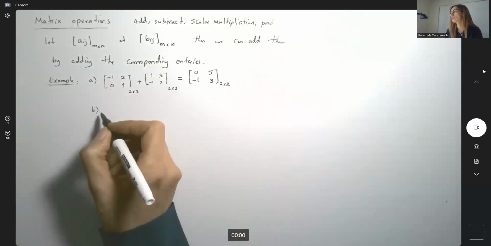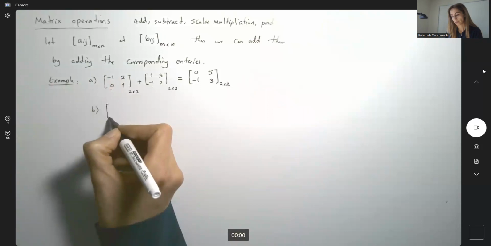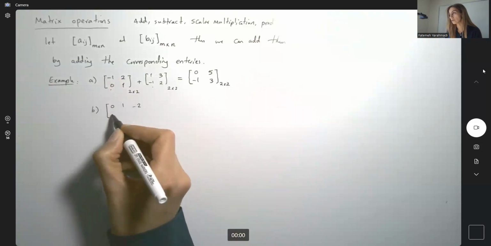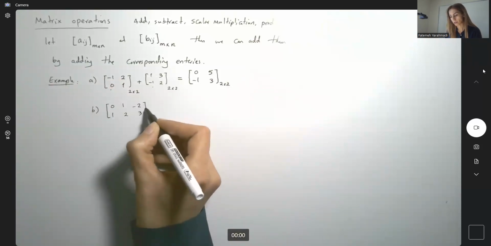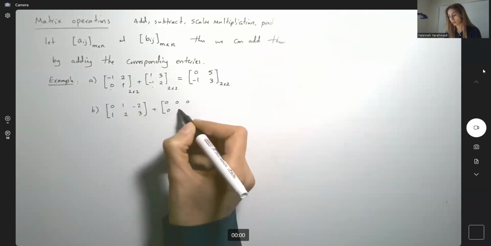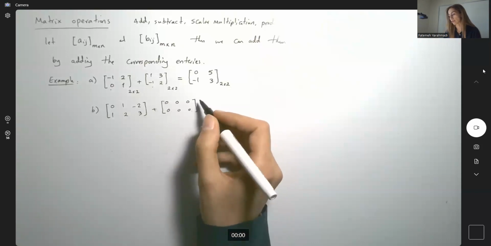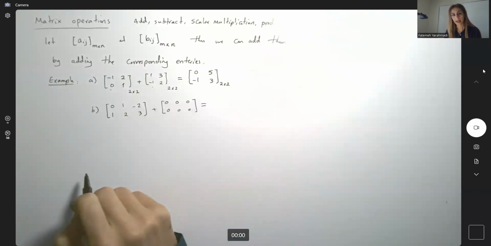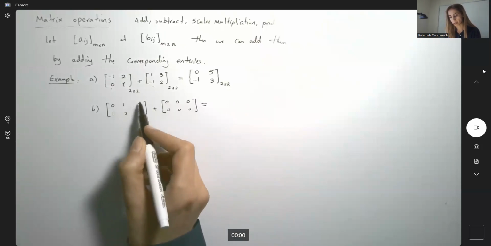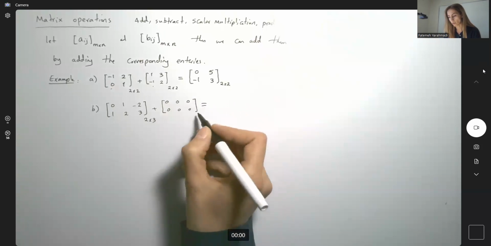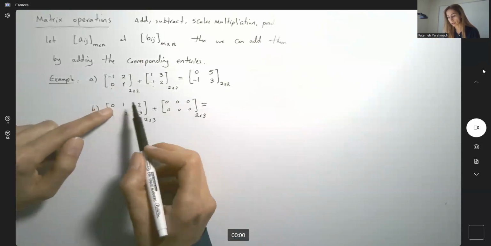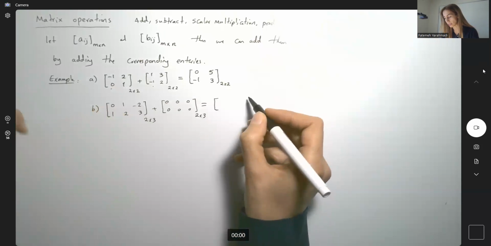In part B, you have a matrix with entries 0, 1, -2, and then 1, 2, and 3. And the second matrix is all 0s. All entries in your matrix are 0. We're going to check to see if we can add these two together or not. So you have 2 rows by 3 columns, the same for the second matrix. So I'm allowed to add the corresponding entries and create a new matrix.